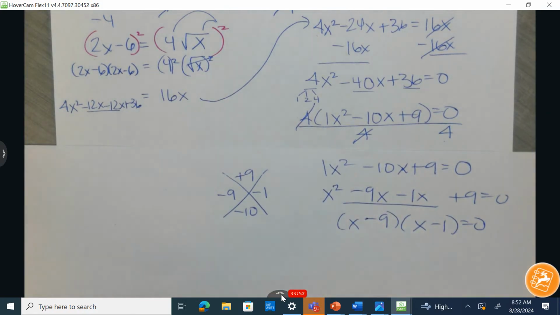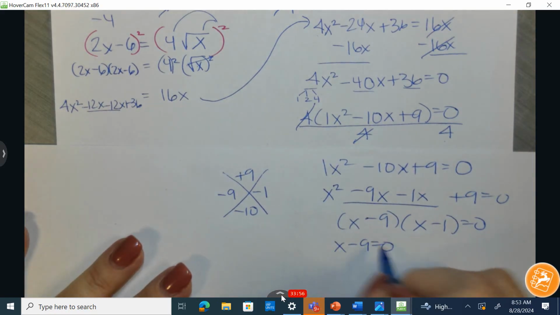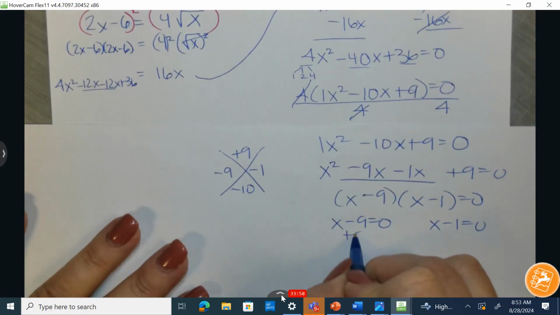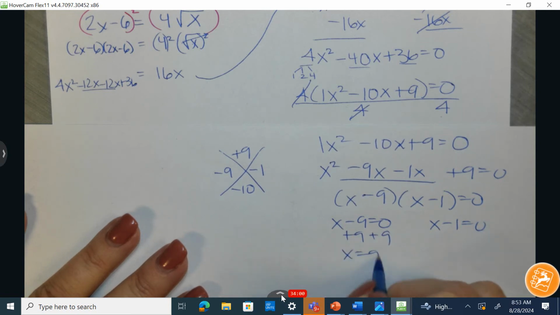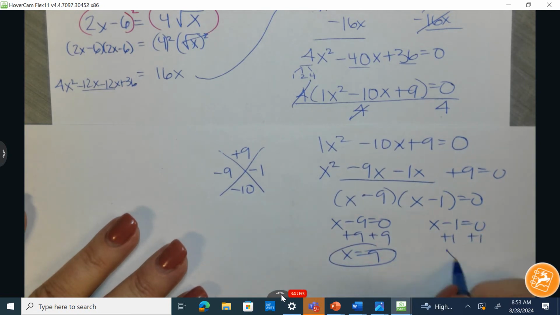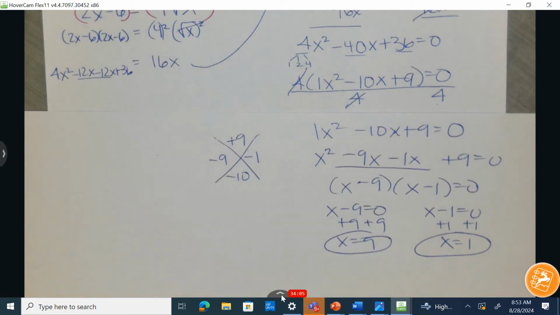If I do all that work and I stop now, I have not solved. I have to take each one of these factors, set it equal to 0, and show my work to get x equals 9, and show my work to get x equals 1. Does that mean this problem is done? No. Okay, what do I still have to do, Daniel?